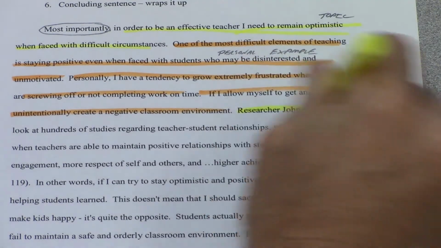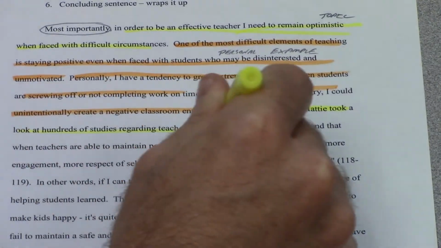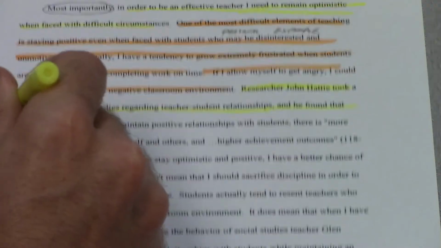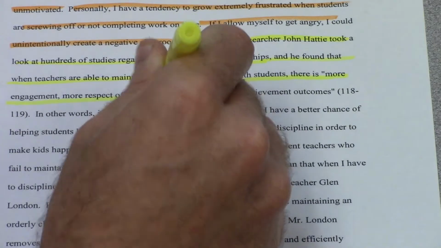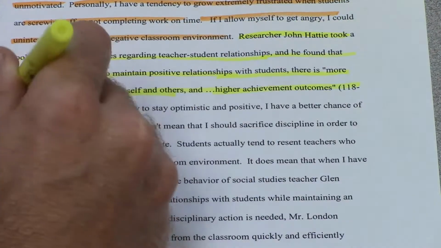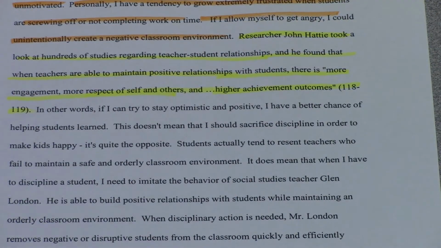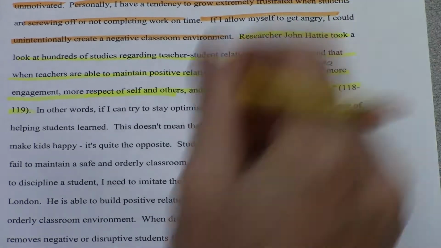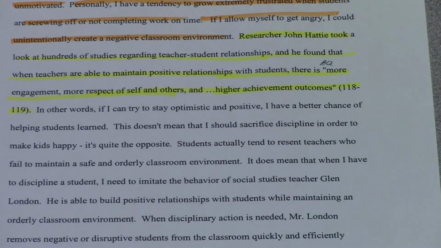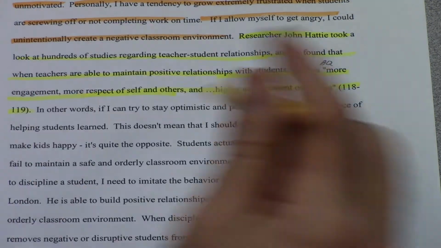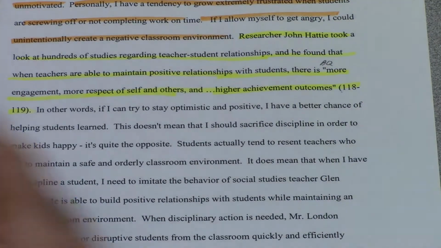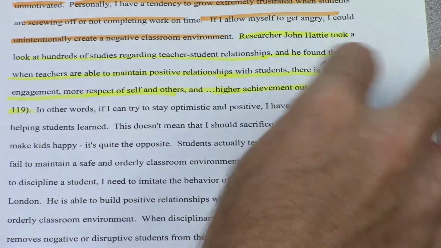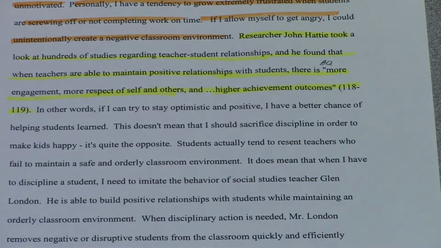"Researcher John Hattie took a look at hundreds of studies regarding teacher-student relationships, and he found that when teachers are able to maintain positive relationships with students, there is 'more engagement, more respect of self and others, and higher achievement outcomes' (118, 119)." Okay, I blended a fragment of a quote I picked up in the middle of the sentence. That's why I didn't have to capitalize there, because I just smoothly blended a piece of a quote with my own words. I didn't have to put Hattie in the parentheses because I already set him up here. Notice I led into, smoothly blended my quote, and cited my quote properly.